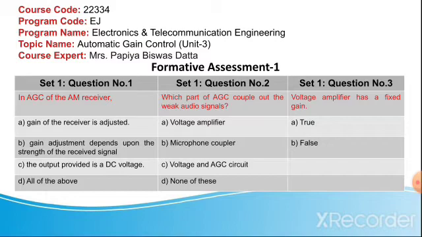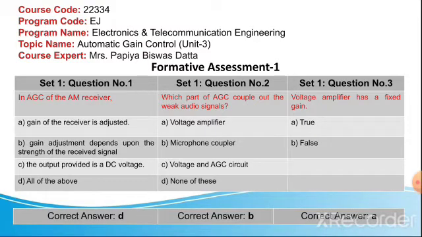I hope you got the answer. So in AGC of the AM receiver, the gain of the receiver is adjusted. Gain adjustment depends upon the strength of the received signal, and the output provided is a DC voltage. The answer is all of the above. Which part of the AGC couples out the weak audio signal? That is the microphone coupler. And a voltage amplifier has a fixed gain? Yes, this is true. So these are the answers D, B, A.